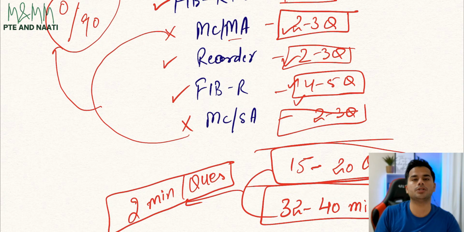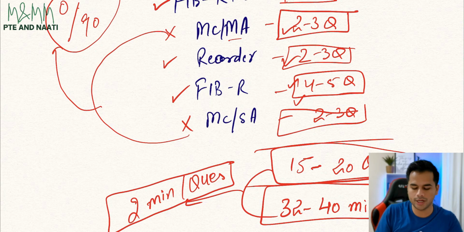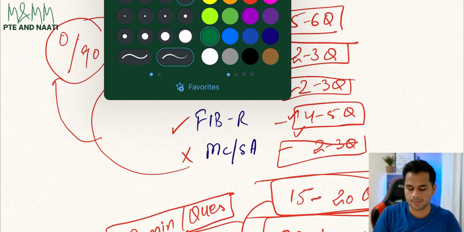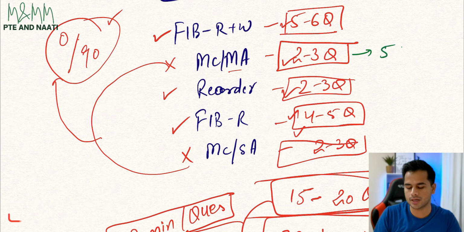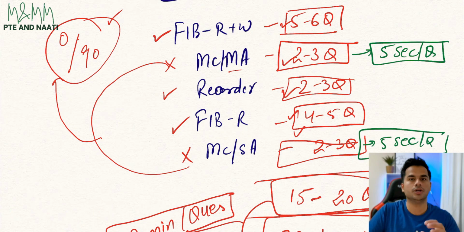Now think about it. If any topic is literally worth 0 marks out of 90, it doesn't make any sense for me to give any time to it, because I'm not gaining anything on the other side. So for multiple choice single answer and multiple answer, we prefer giving 5 seconds per question, no more than that. The moment the question comes in front of you, you just select something. Never leave the questions empty. Just select something, whether it's correct or wrong, it doesn't matter. Click on the next button and move to the next question. Job done for multiple choice single answer and multiple answer.